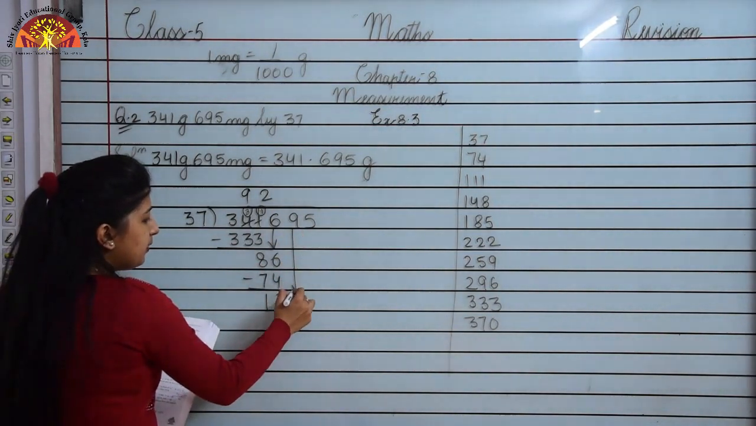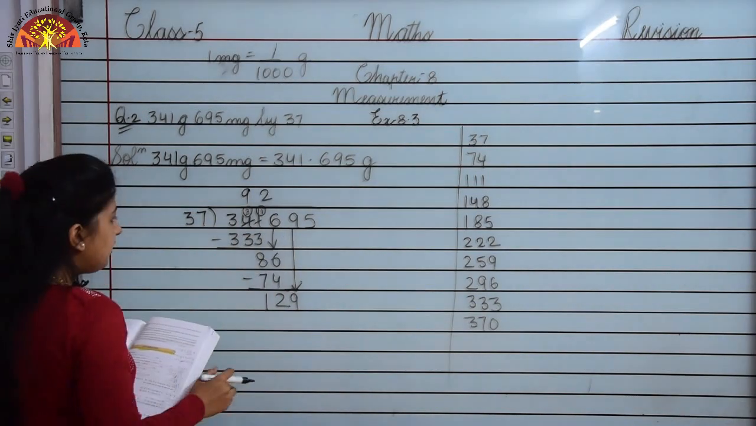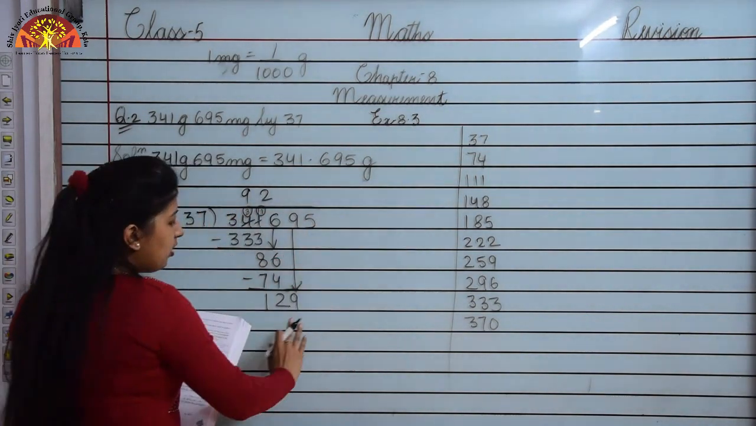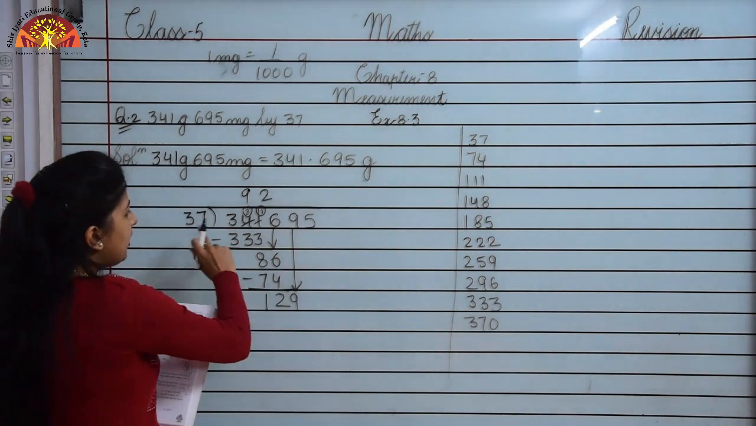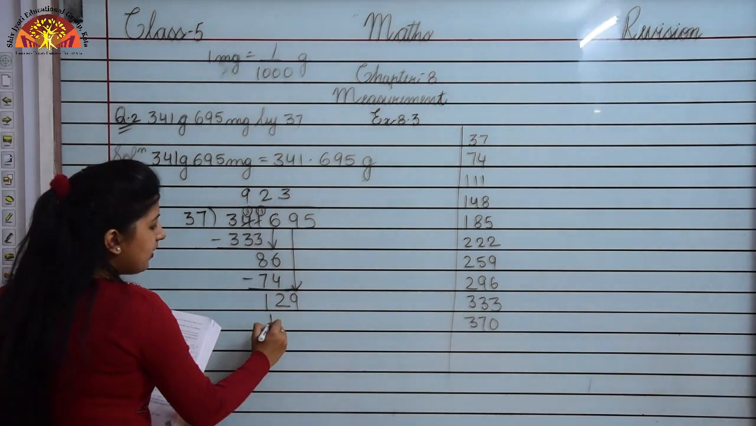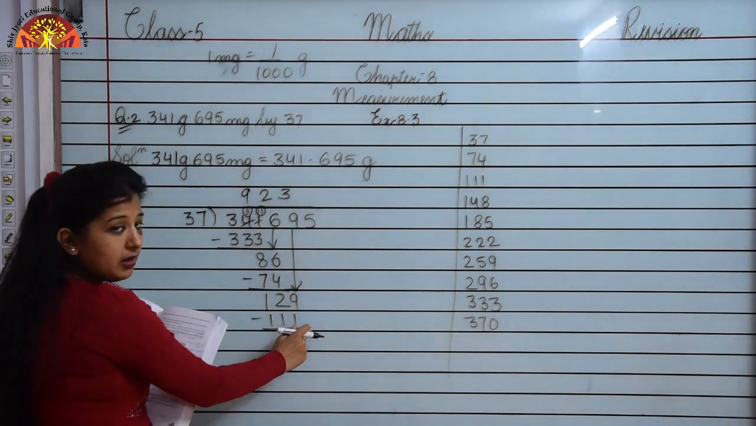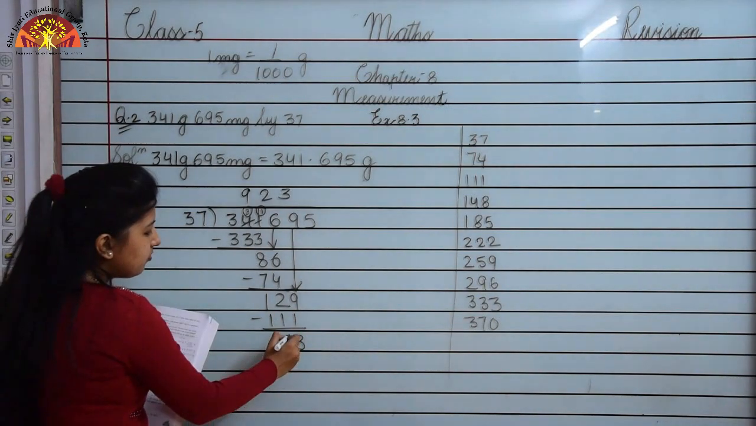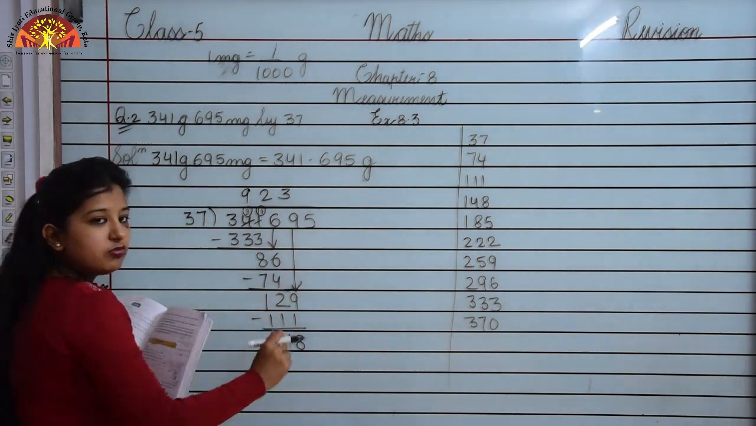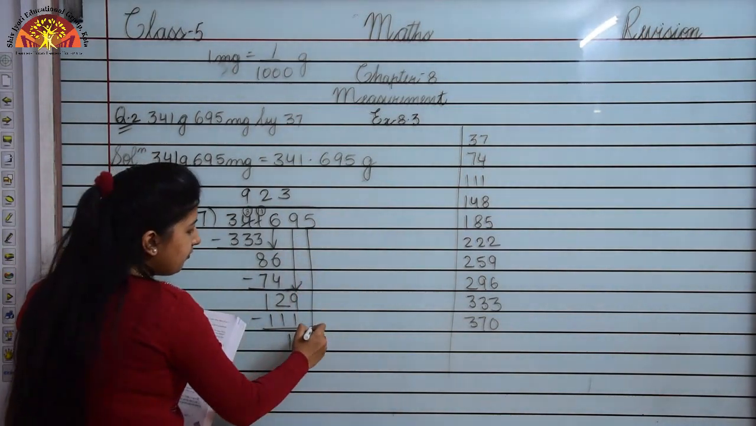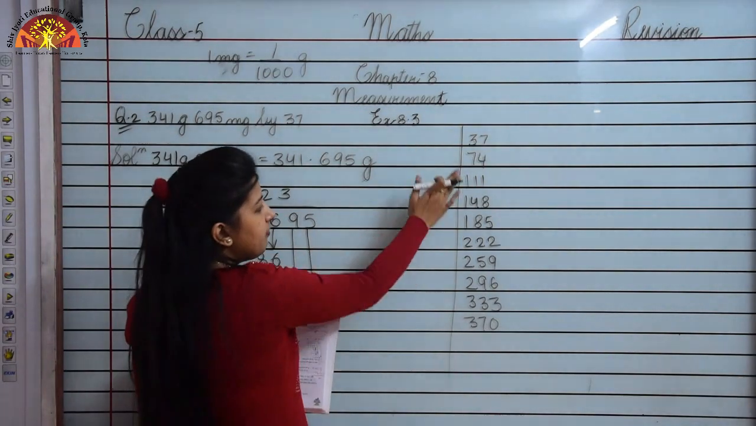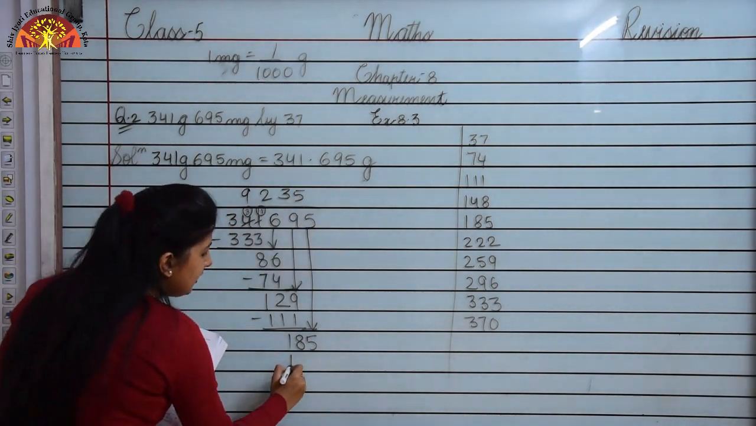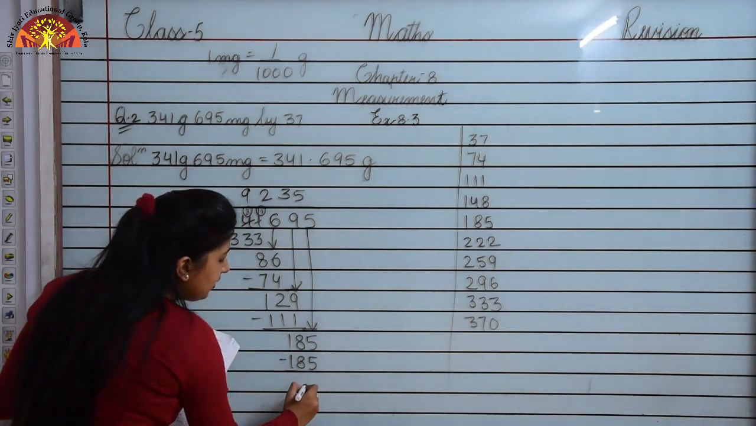Now we will bring 9 down. Now 37 3's are, because 129 does not come in 37's table, so we are taking 111. Fine. So 37 3's are 111. Now we will subtract it. 9 minus 1 equals to 8. 2 minus 1 equals to 1. And 1 minus 1 equals to 0. Now we will bring 5 down. Fine. Now 37 5's are 185. Now 185 minus 185 equals to 0.